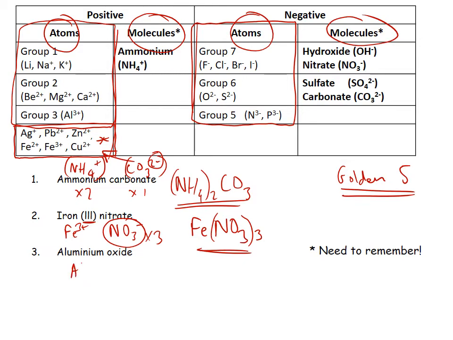Aluminium, Al3 plus, that's because it's in group 3, and then your oxide is O2 minus, that's because it's in group 6, and here you're going to have to look for a common multiple of 3 and 2, okay, to balance out, to get your neutral charge. So you're going to need 2 aluminiums, and you're going to need 3 oxygens. And then your formula is going to be Al2O3. You don't need any brackets here because they're both atomic ions.